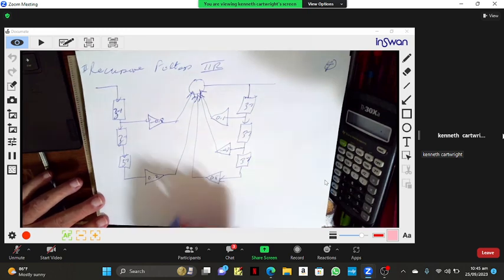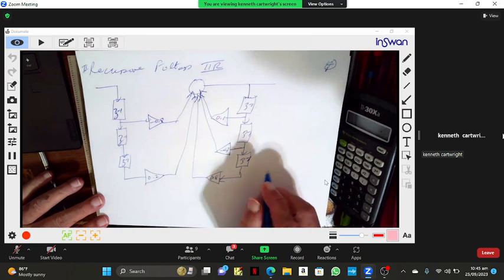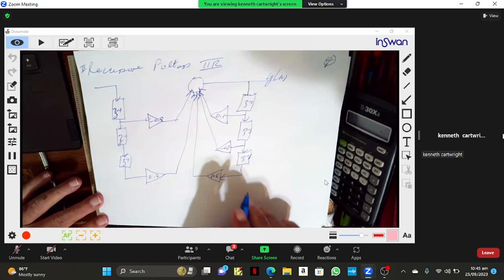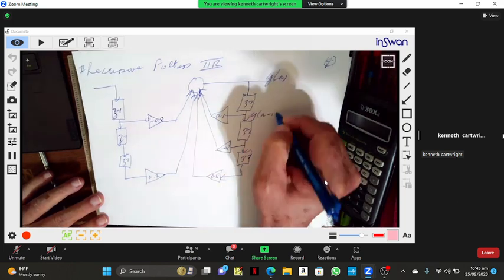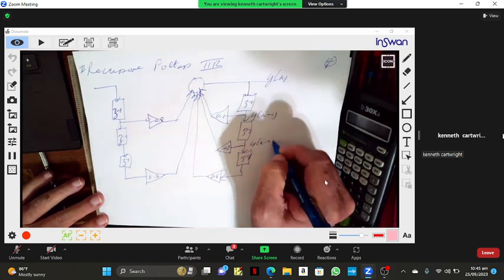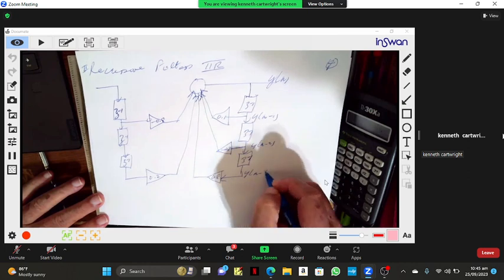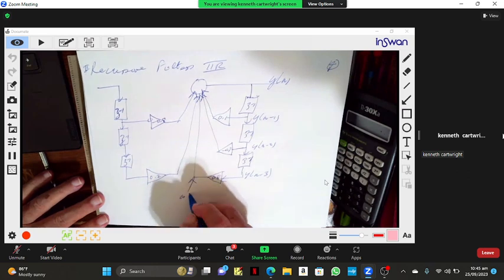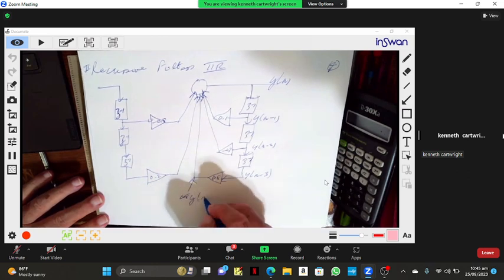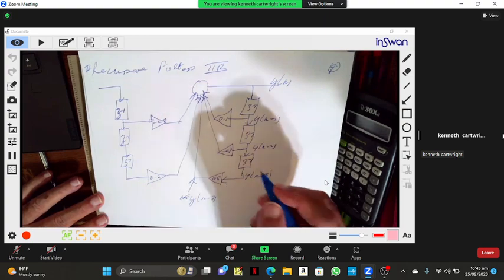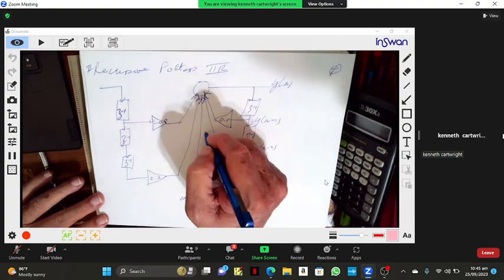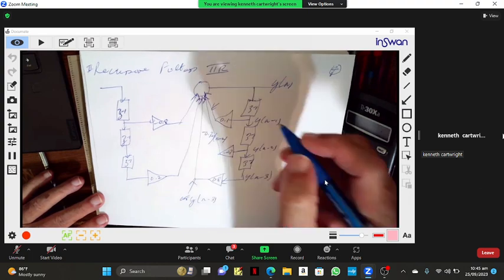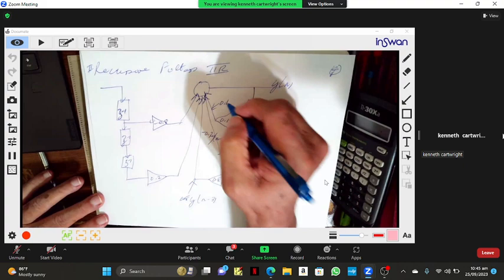Those are the 5 things being summed. And what are those 5 things? Here's y of n. So this would be y of n minus 1. This must be y of n minus 2. And this must be y of n minus 3. So right here must be 0.8, y of n minus 3. Right here must be negative 0.3, y of n minus 2. And right here must be 0.1, y of n minus 1.